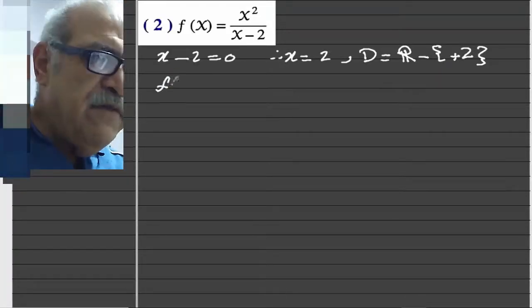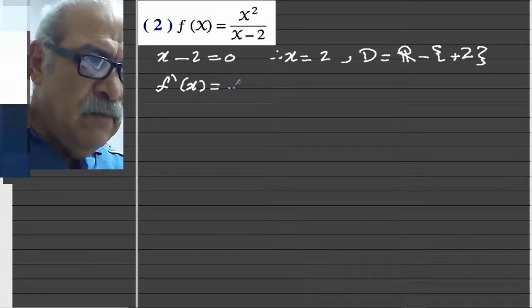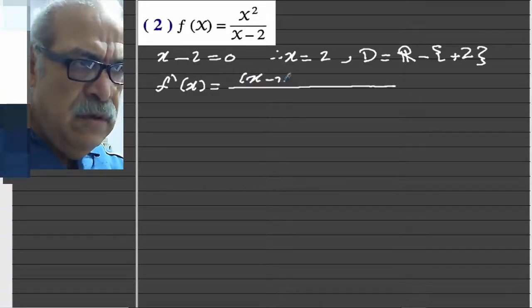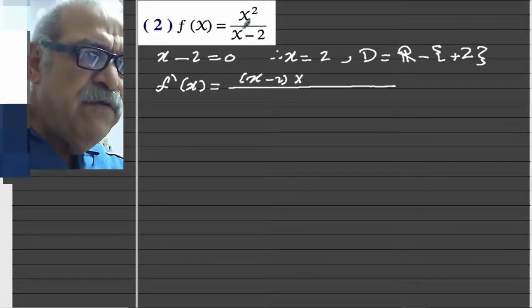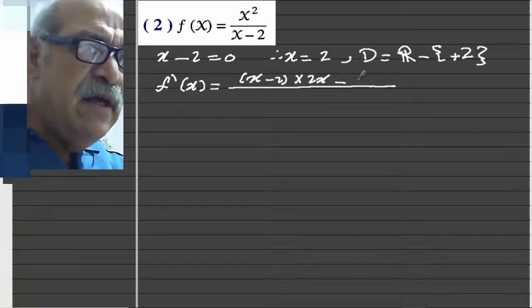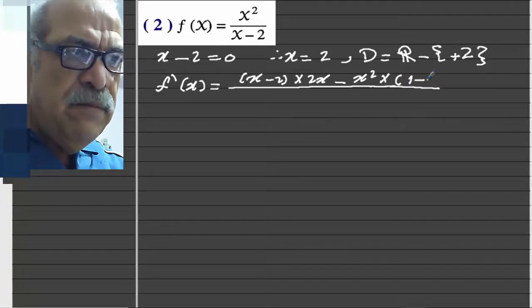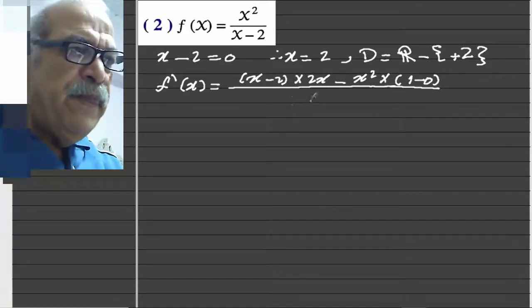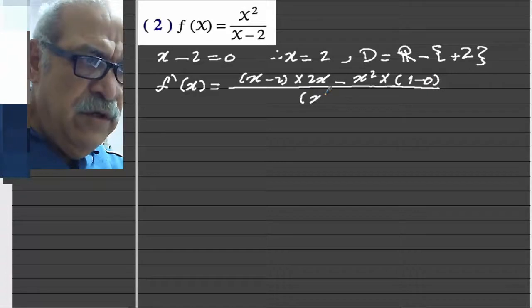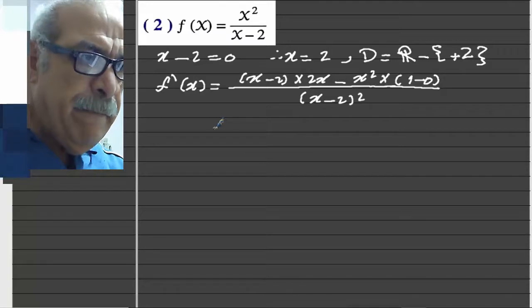Now we find the first derivative, f dash of x equals, here the denominator x minus 2 multiply derivative of numerator. It is 2x minus the numerator x squared multiply the derivative of denominator. It is 1 minus 0 over the square of denominator x minus 2 all power 2. And we simplify this fraction.